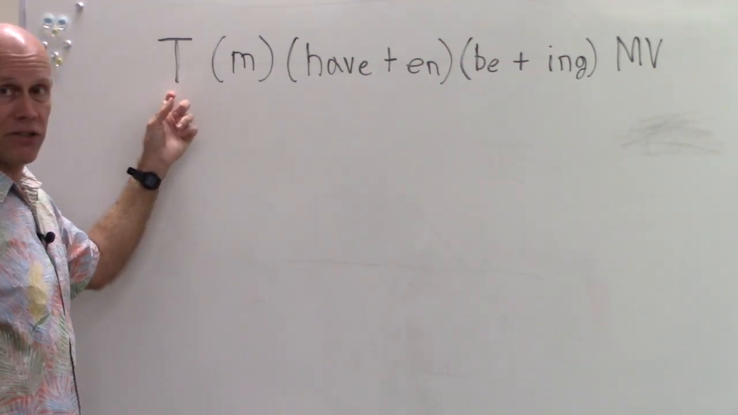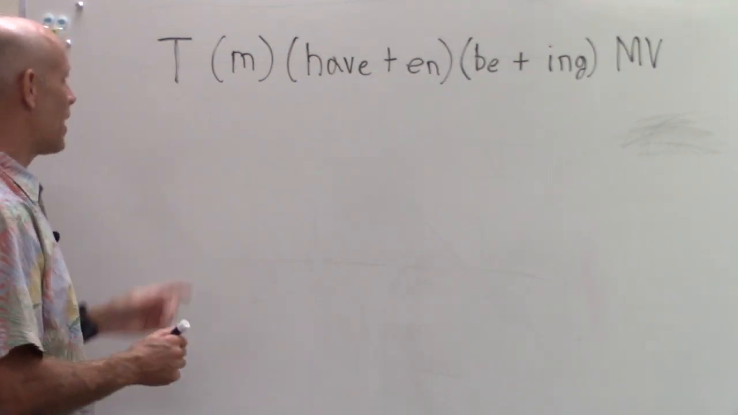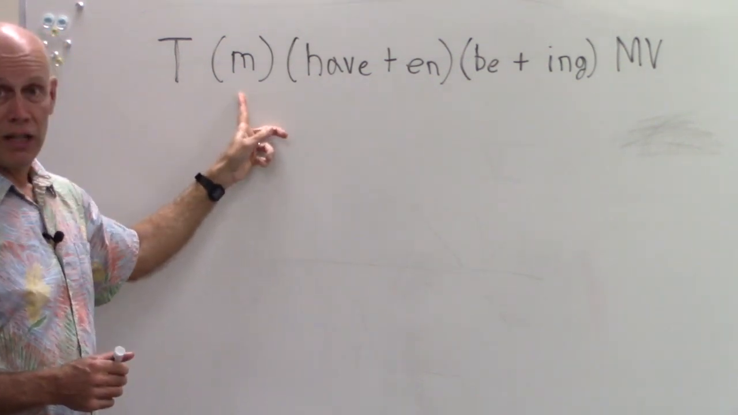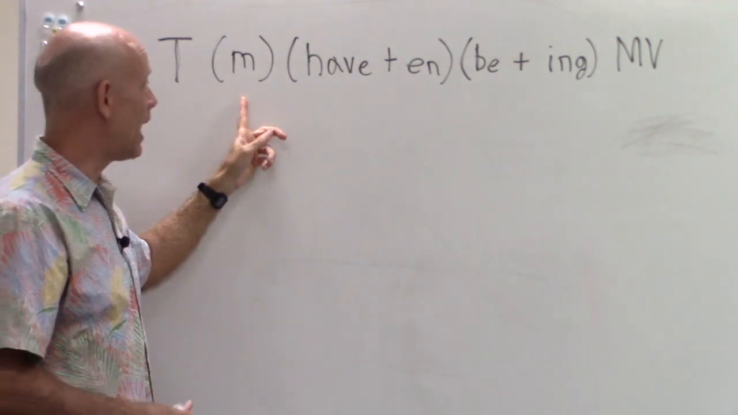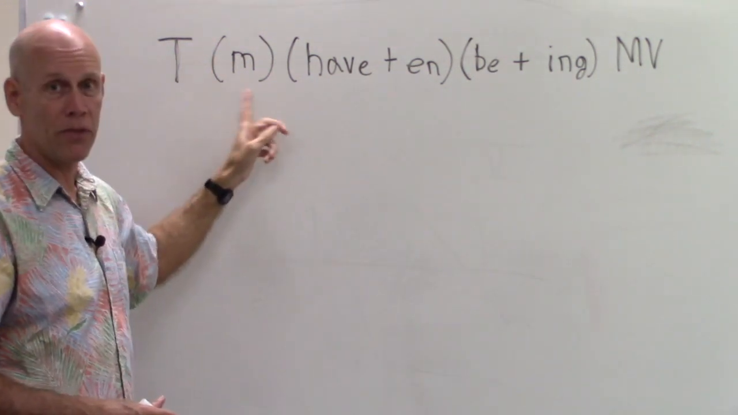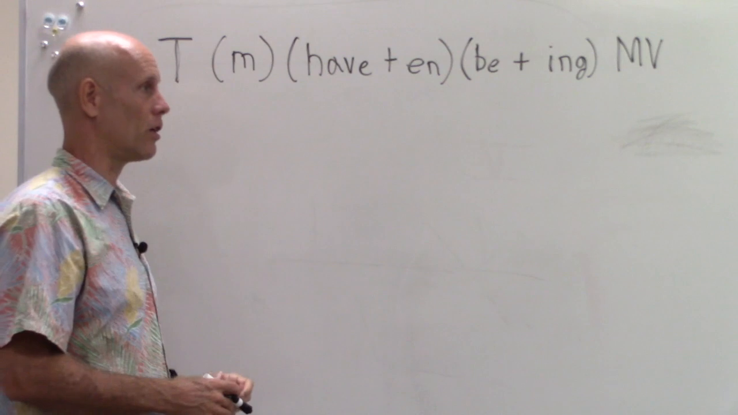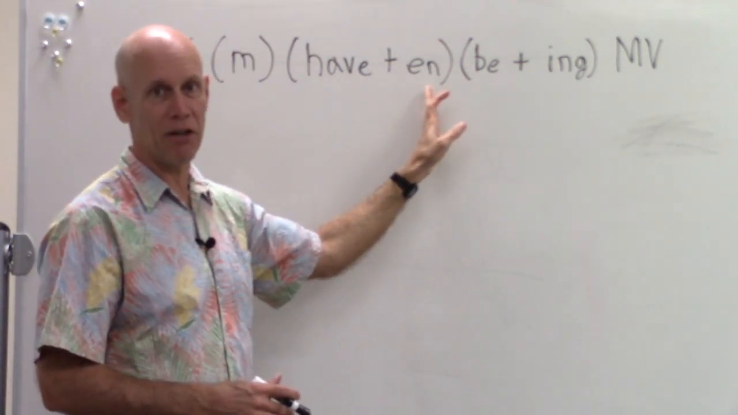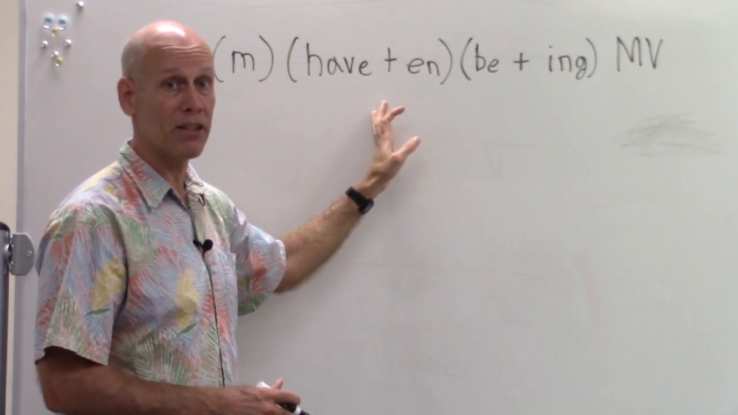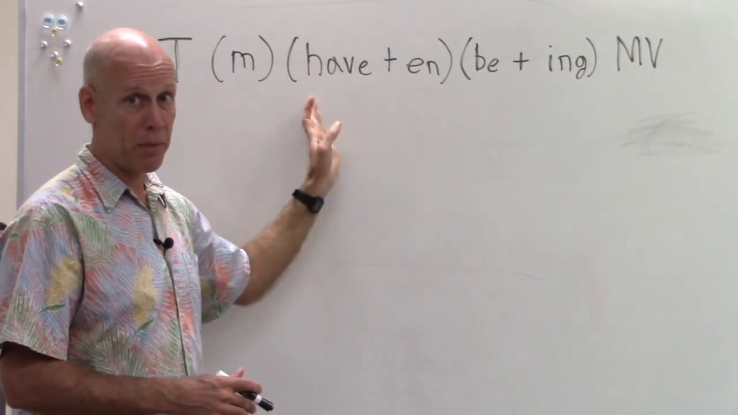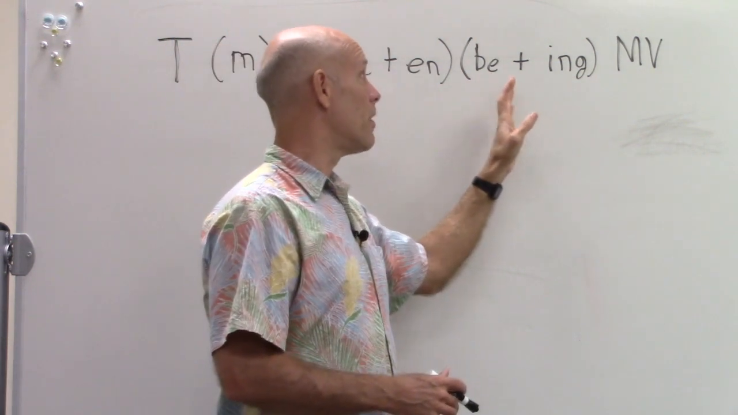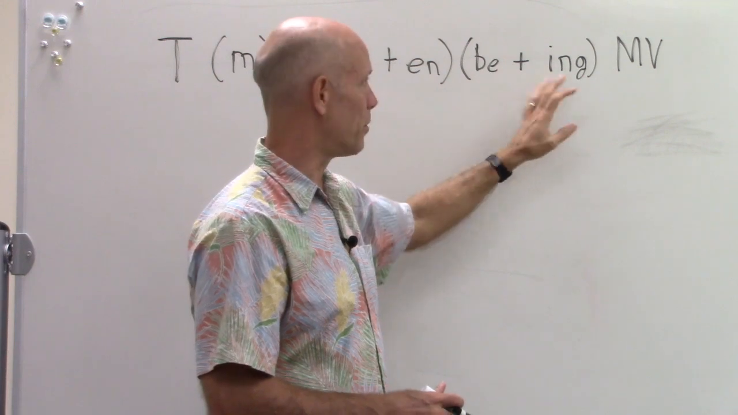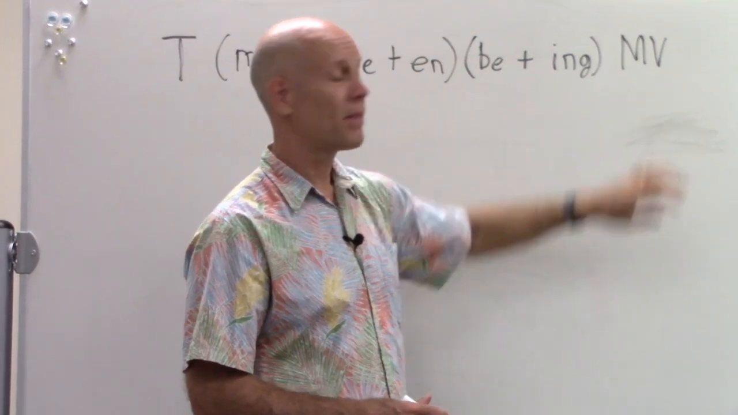You start with a tense. That means it's either past or present, and it must be there. The next thing you see is whether or not the verb string has a modal auxiliary. That's why it's in parentheses, because sometimes it doesn't have a modal auxiliary. Then you see whether there's a have plus the en ending of your verb, which would make it one of your perfect tenses. That's optional too. It might be there, it might not. Then you see whether there's a be plus the ing form of the verb, which would make it your progressive form of your verb. And then you have your main verb.